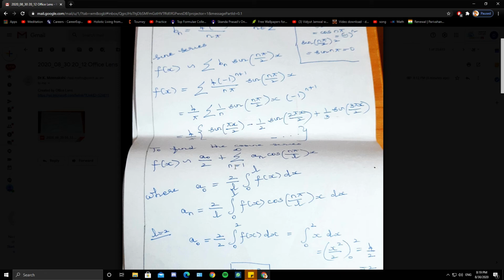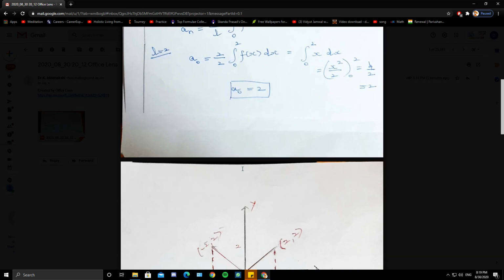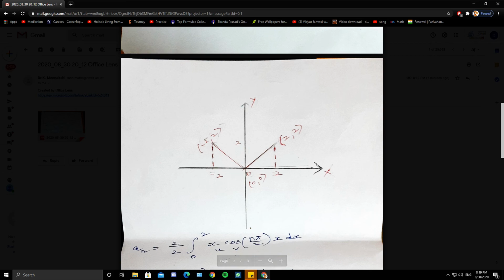In today's class I have discussed one problem for the half range series. Remember, half range series is for aperiodic or non-periodic functions, where you are given a function defined in half the period. You make it periodic by extending it to the other range, minus L to 0, either symmetric with respect to the y-axis or symmetric with respect to the origin, so that you get an odd function or an even function. You know the Fourier expansion of an odd function is called the sine series, and the Fourier expansion of an even function is called the cosine series.